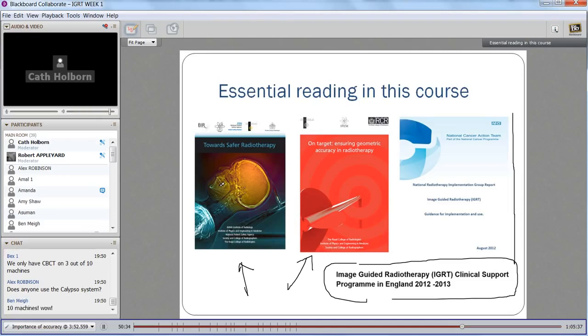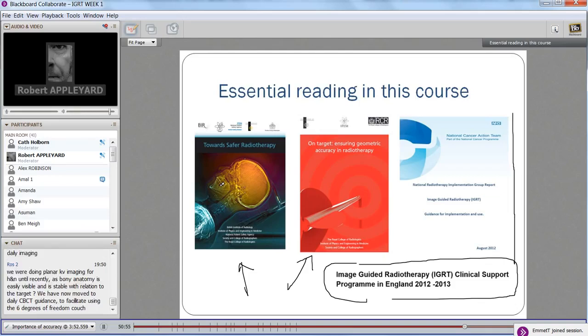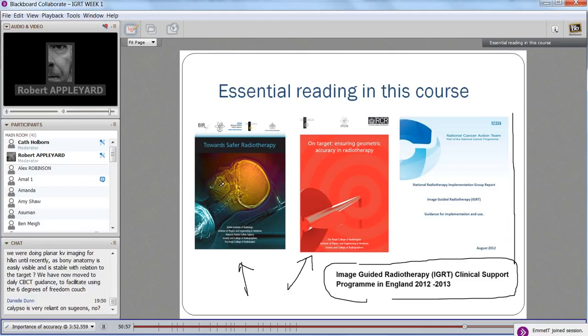You could, for that patient group, just do systematic error correction after the first week, for example, and then just weekly imaging thereafter, compared to another patient group where random error is significant. So going back to the bladder example, that would be a good reason to do daily online imaging because of the random error associated with bladder filling.